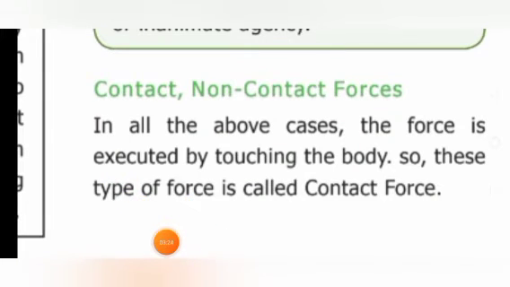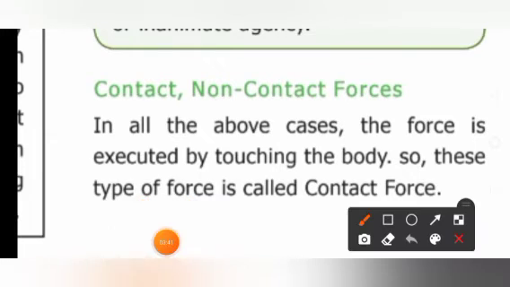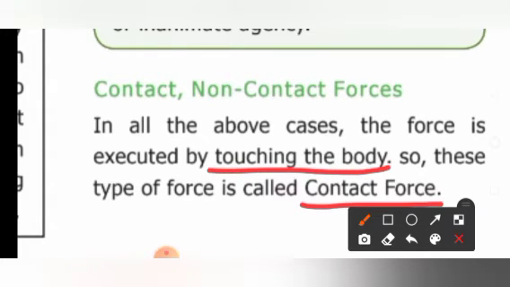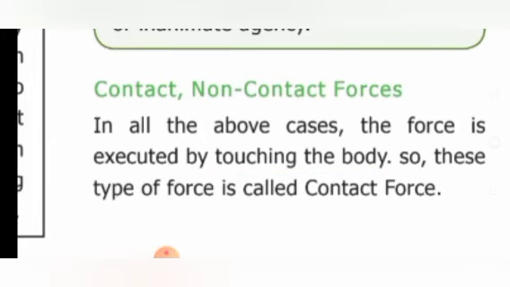So, we can classify the forces into contact and non-contact force. In all the above cases, the force is executed by touching the body. So, this type of force is called contact force. Okay, children. So, the force applied by touching the body is called a contact force.